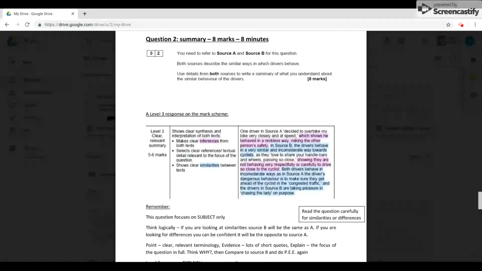And then we've got our comparison in source B. The drivers behave in a very similar and inconsiderate way towards cyclists, as they, quote, "love to share your handlebars and wheels, passing so close." And our explanation or inference again, showing they are not behaving very respectfully or carefully to drive so close to the cyclist. So of course the behavior is very negative in both source A and source B. So it's selecting information to highlight that and show that, and then explain why those things might be happening in the texts in comparison. And point, evidence, explain will be able to reinforce that for you.